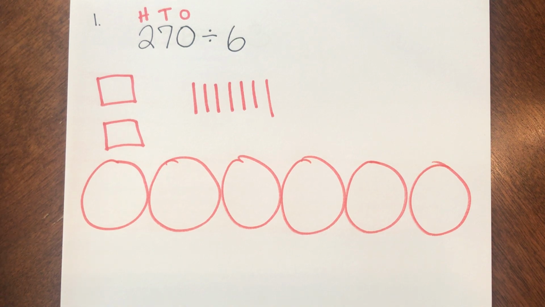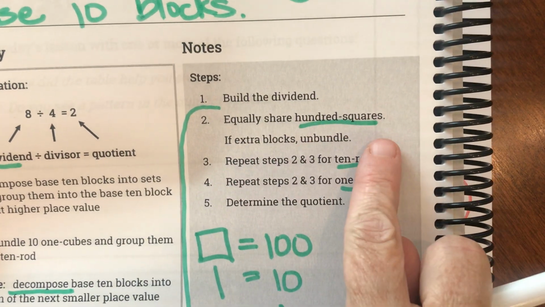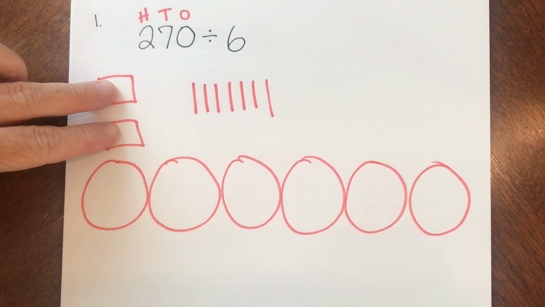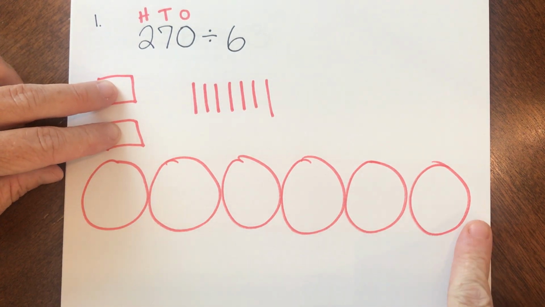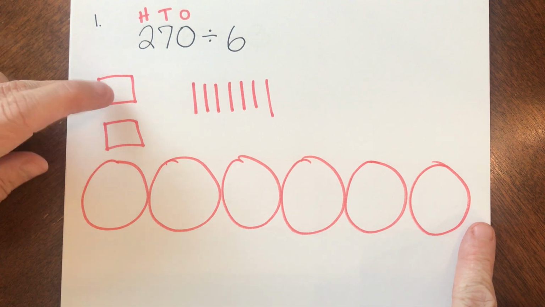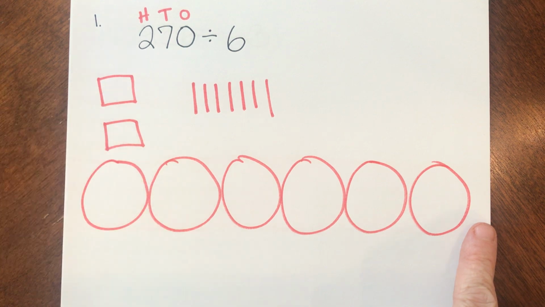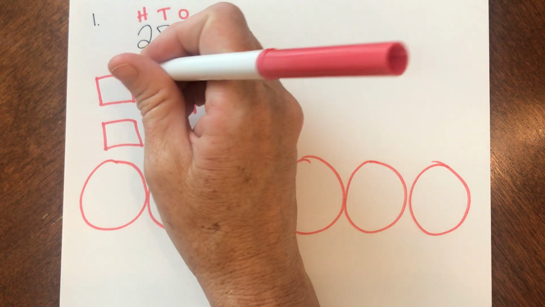Okay, so my next step says equally share the 100 squares. I'm going to start with my hundreds. Well, I only have 2. And I have to pass them out into 6 groups. I can't equally share those. I don't have enough. So since I don't have enough, I have to unbundle them.